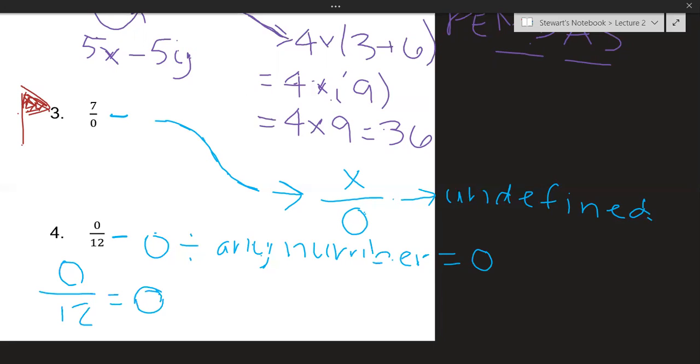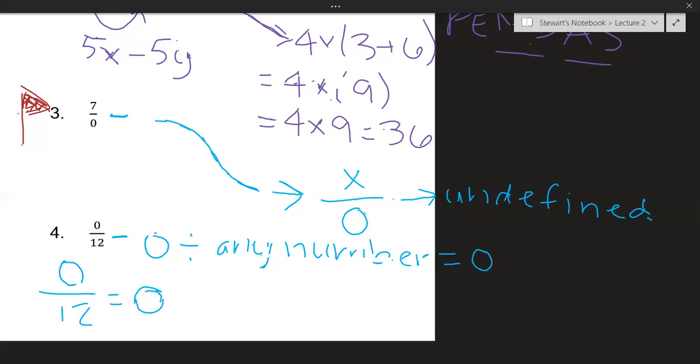Anytime you see 0 as the only number in the numerator, divided by any number, whether it be positive or negative, as long as the denominator is not 0, you'll end up with 0, because essentially what you're saying in this case is you're taking nothing and dividing it into a certain number of pieces. Well, no matter how many times you divide nothing, you're still going to end up with nothing. That's the logic behind it. So you'd still end up with 0 no matter what number it is.